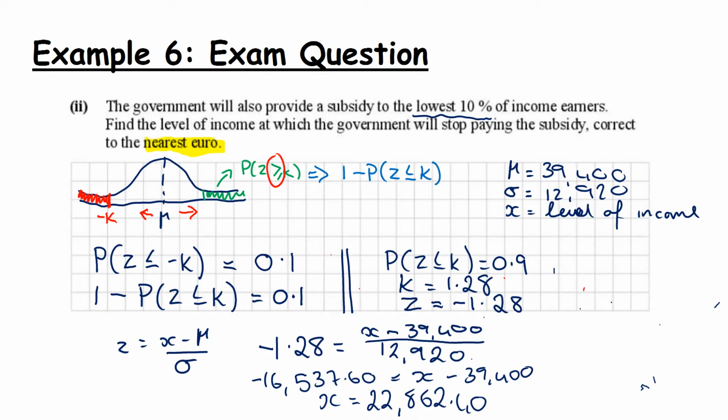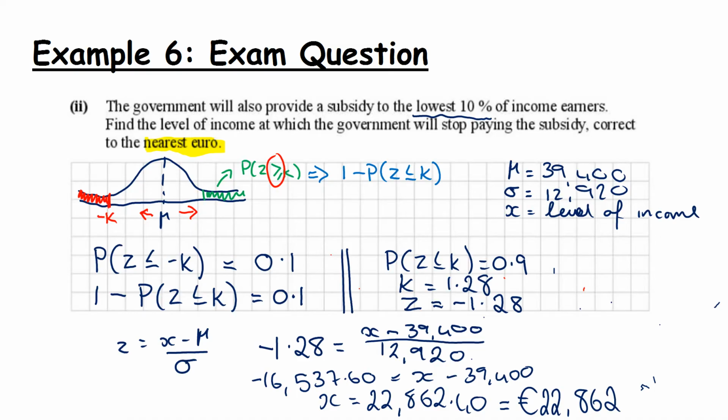Okay, but just beware, the question asked us to round it to the nearest euro. So you will lose some marks if you do not do what the question asks. So do keep an eye out for things about what form they want your answer in, or how they want you to round it, whether it's nearest euro, so many decimal places, significant figures, anything like that. So this rounds down to 22,862. So that is the cutoff for where it will stop paying subsidies.